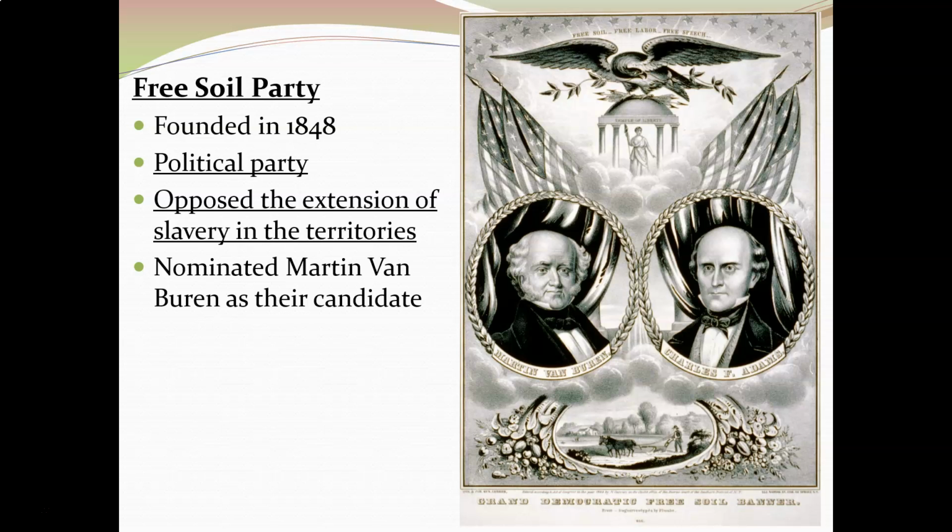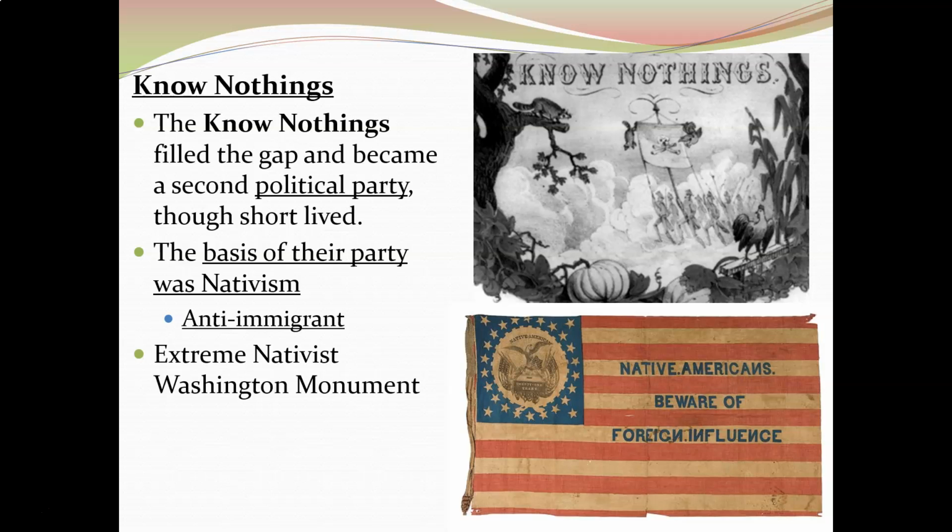Now, one party that forms is the Free Soil Party, which had already begun to kind of form during this time, and it was a political party that opposed the extension of slavery into the territories, that all of these territories that are forming need to be free. They nominated Martin Van Buren as their candidate to run for president, which is really funny considering that Martin Van Buren was the one who carried out the Trail of Tears and the Indian Removal Act. So the same person that's calling for free soil is also the same person that carried out that. But anyways, it's kind of ironic.